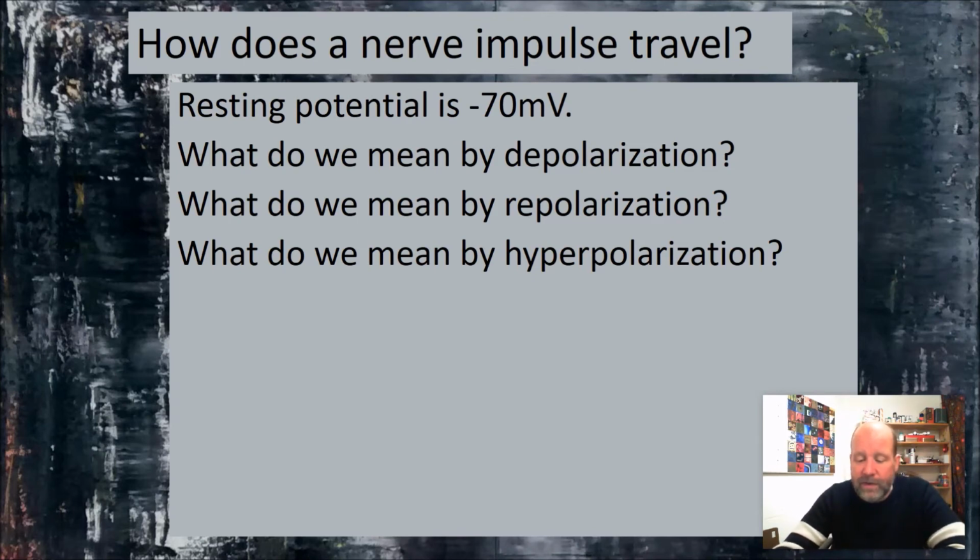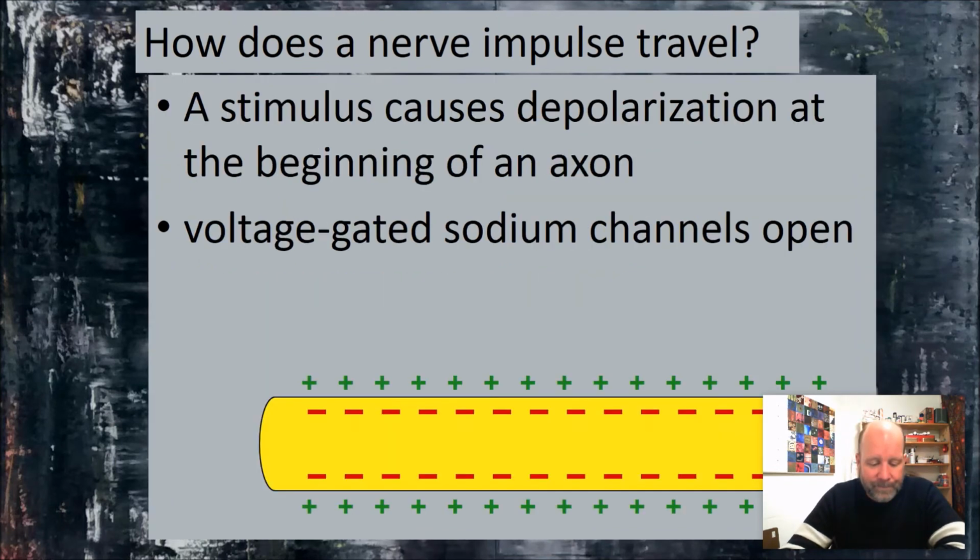So these three terms, we're going to use them a lot, so you need to make sure we're good with that. Remember, resting's negative 70, and then everything else should make sense just by using prefixes. D means taking away that polarization, re means polarizing it again, and hyperpolarization means overpolarizing it.